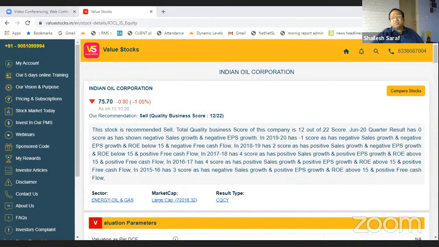Okay, again 12 out of 22. Again, a government-owned company. See, you have to understand two things. There is a difference between a good business and the owner. Obviously, it is owned by the government of India. That means the management is good. But right now, the company is struggling to make profits and sales growth. So that is the very important thing which you need to check in the app.